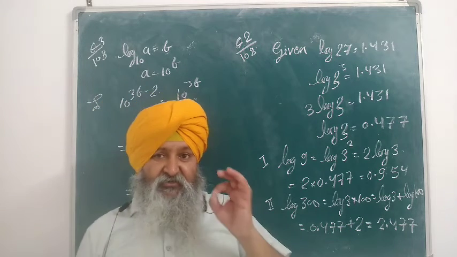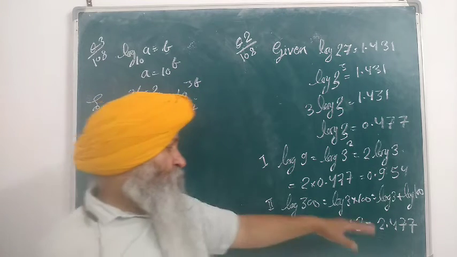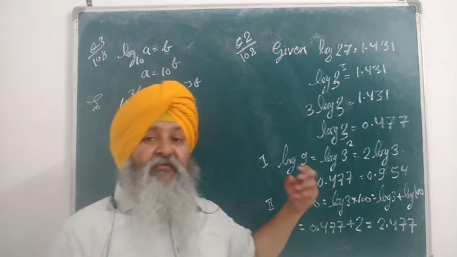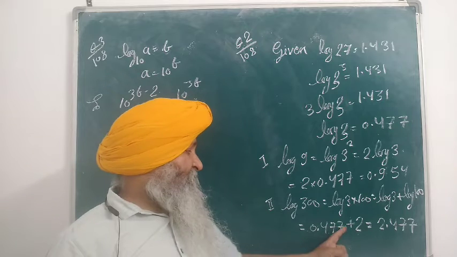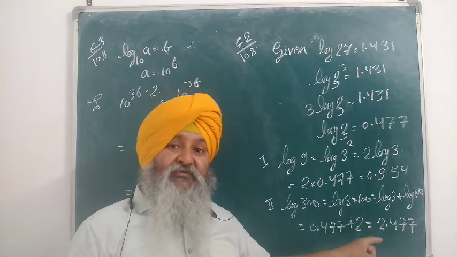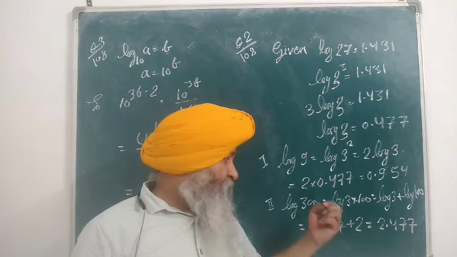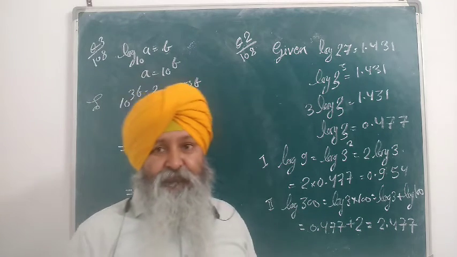And here I just want to request you to be careful. Mostly students do it accurately up to this point and then they add 0.477 and 2 and get 9. Sorry, this is the decimal part, this is the whole number. So naturally the answer will be 2.477. I hope you understand it.